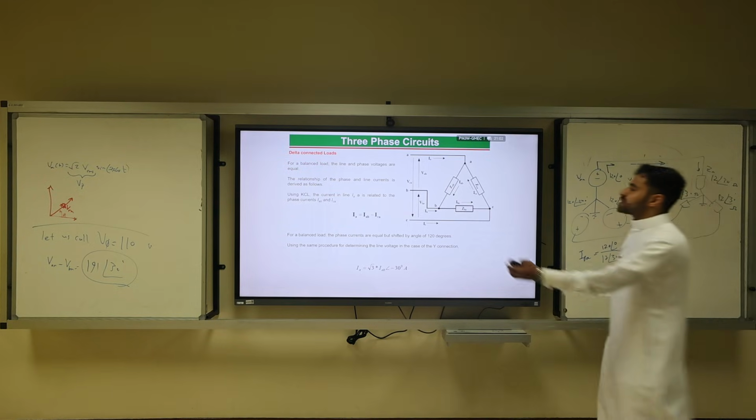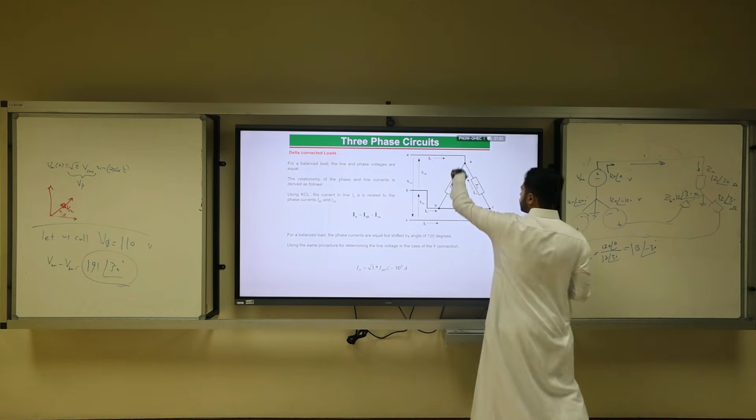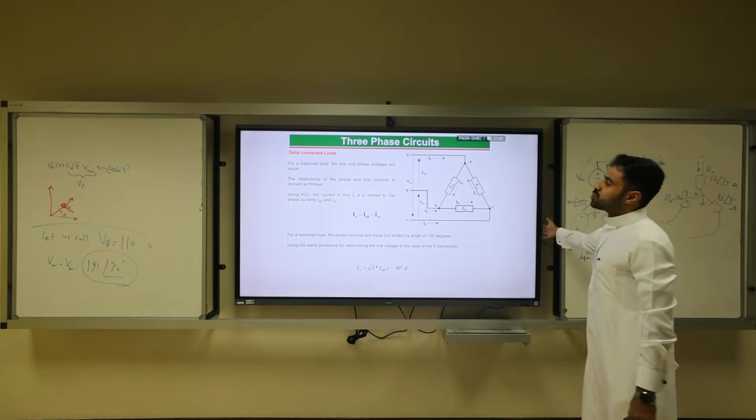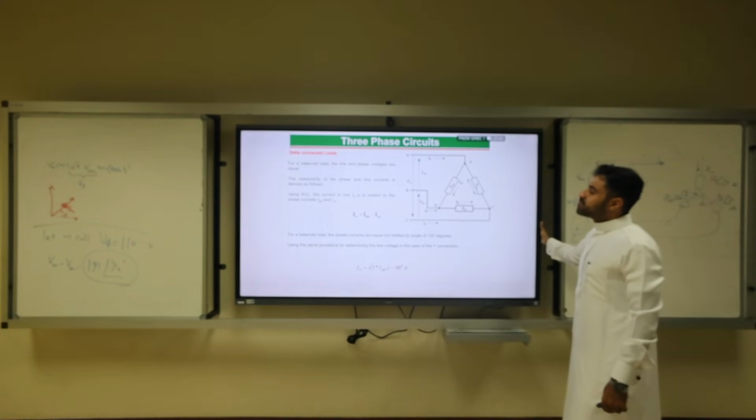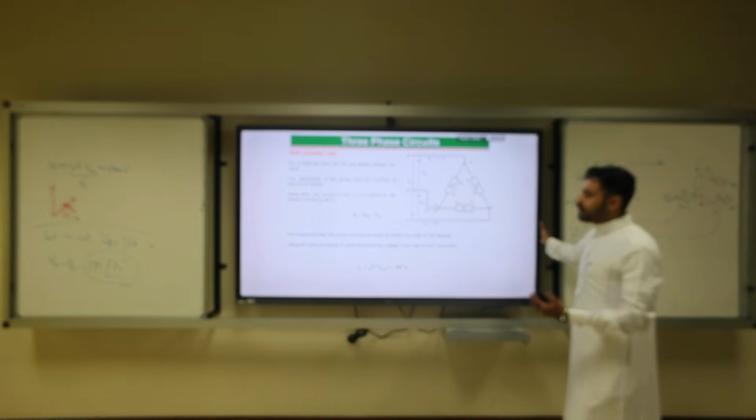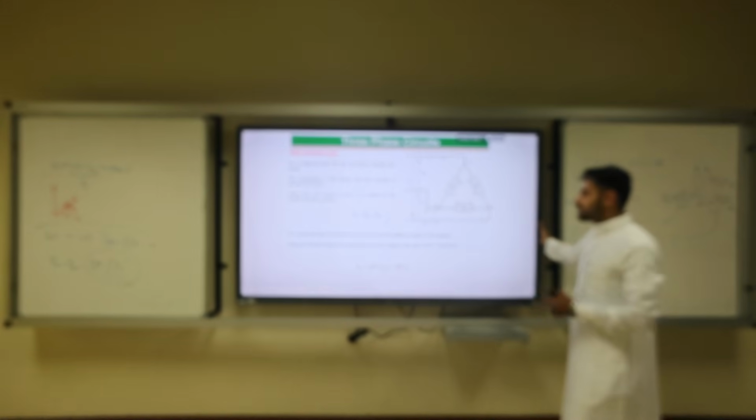And this is the load side, where you can see the load is also delta. So for delta loads, it's the same story, and the relationship between the phase and the line current is derived as follows. You have to do KCL. You know KCL? Kirchhoff's current law. Then you apply IAB minus ICA, and this is the equation.